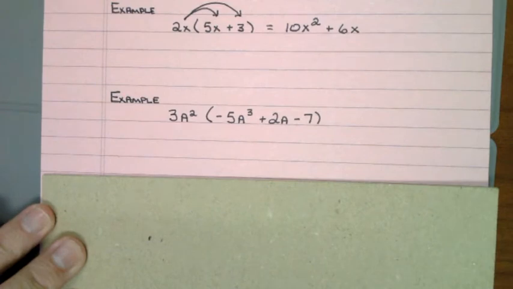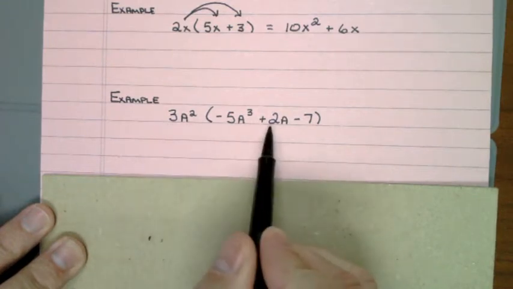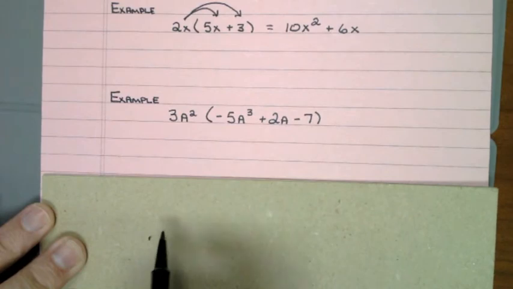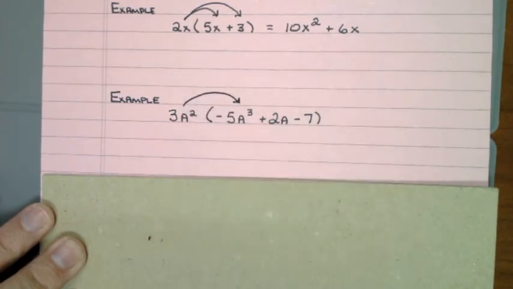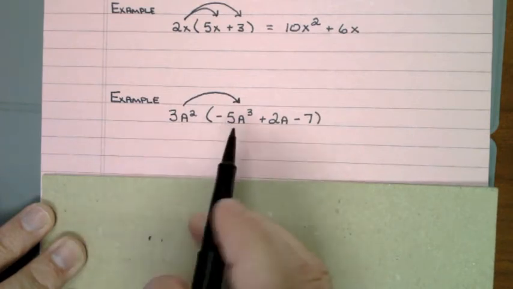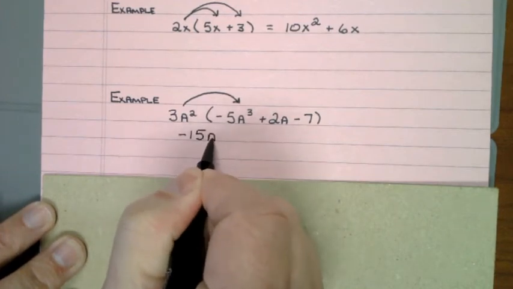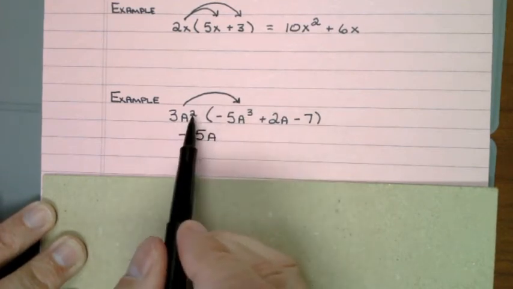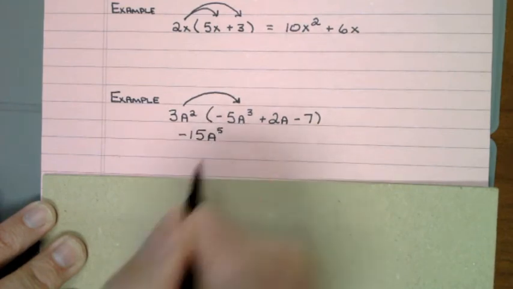Next example. Again, I'm going to use my rules for multiplying monomials, and I'm going to use the distributive property. I'm going to take what's on the outside out here and start multiplying it to each term on the inside. I'm going to take 3a squared and multiply it to negative 5a to the third power. 3 times negative 5, negative 15. I write down a, and when I multiply, I add my exponents. 2 plus 3 is 5.